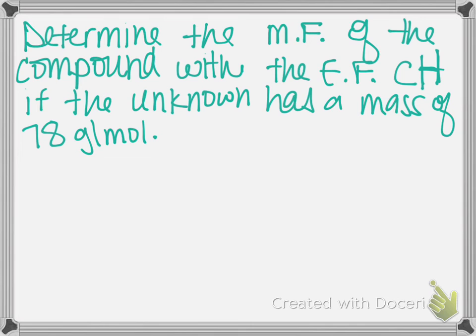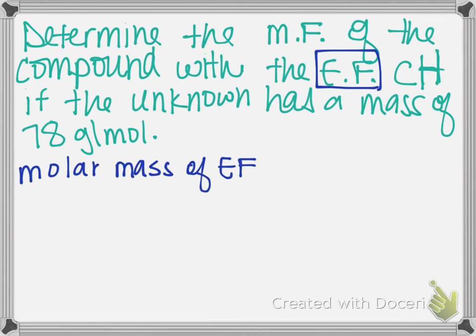So we can kind of get to some steps or some rules, but the first thing we're going to do is find the molar mass of the empirical formula. Okay, so if you want to write that out, that's fine. Molar mass of empirical formula is step 1. In this case, the empirical formula is CH. And so finding the molar mass of that is really simple, right? Carbon is 12, hydrogen is 1, so molar mass is 13. Okay, 13 grams per mole.